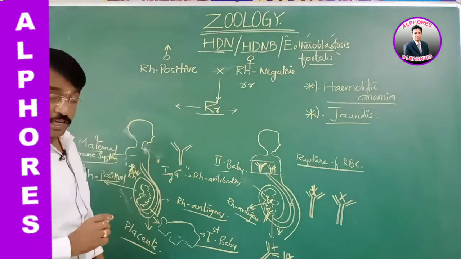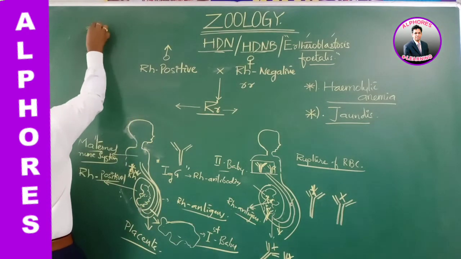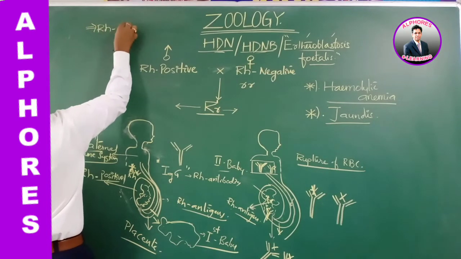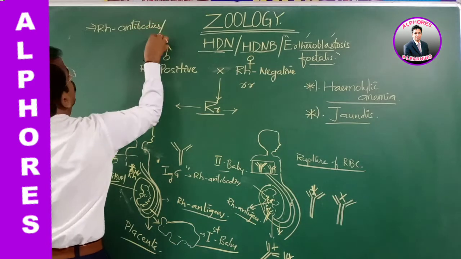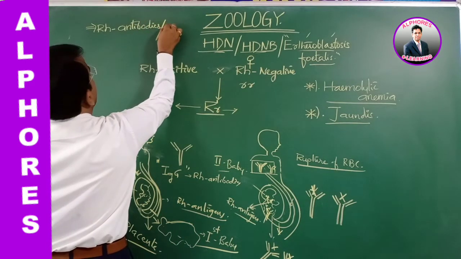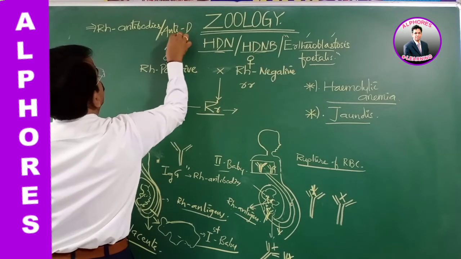The only thing is that generally Rh antibodies must be given, the anti-D antibodies. Anti-D antibodies.